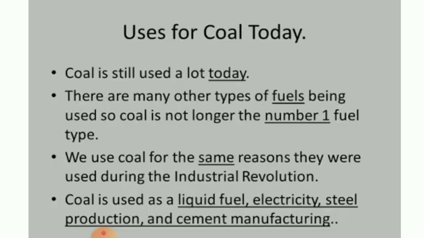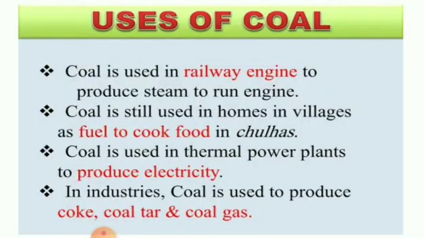There are many other types of fuels being used, so coal is no longer the number one fuel type. We use coal for the same reasons it was used during the Industrial Revolution also. Coal is used for liquid fuel, electricity, steel production and cement manufacturing. Coal is used in railway engines to produce steam to run the engine, because only when it produces steam will the engine run.